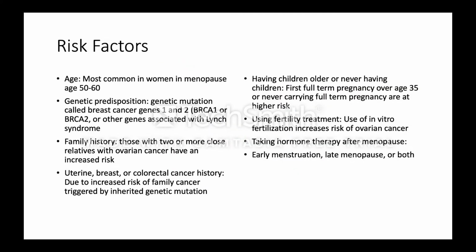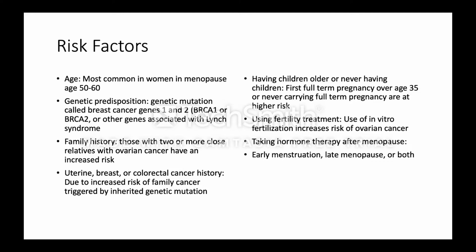Some risk factors for ovarian cancer. Age. Most common is women in menopause around 50 to 60 years old. Genetic predisposition. Genetic mutation called breast cancer genes 1 and 2. Family history. Those with 2 or more close relatives with ovarian cancer have an increased risk. Uterine, breast, and colorectal cancer history, due to increased risk of family cancer triggered by inherited genetic mutation.